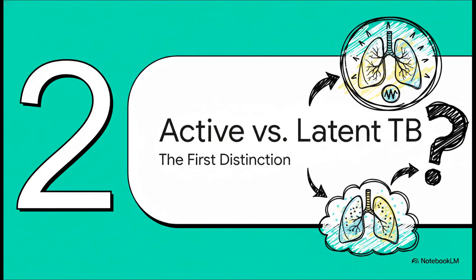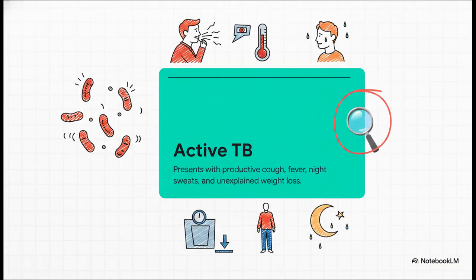Now, this is probably the most important distinction you're going to make. Are you dealing with active TB or is it latent? Getting this right from the get-go is absolutely crucial because it changes everything. So active TB, you can think of this as the bacteria being awake and on the attack. They're multiplying, they're causing damage, and they're making your patient sick. You're going to see those classic red flag symptoms: the cough that won't go away, the fever, the night sweats, the weight loss that you just can't explain.